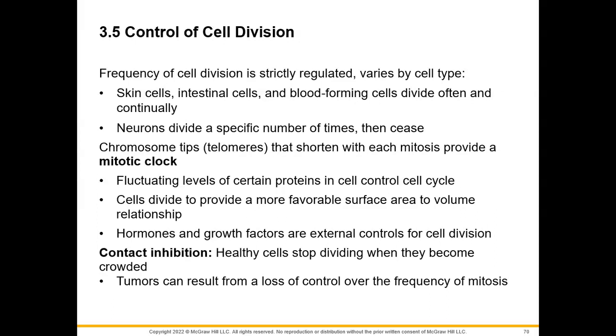Fluctuating levels of certain proteins in the cell control the cell cycle, and cells divide to provide more favorable surface area to volume relationships. Hormones and growth factors are external controls for cell division. Contact inhibition causes healthy cells to stop dividing when they become crowded, but tumors can result from a loss of control over the frequency of mitosis.